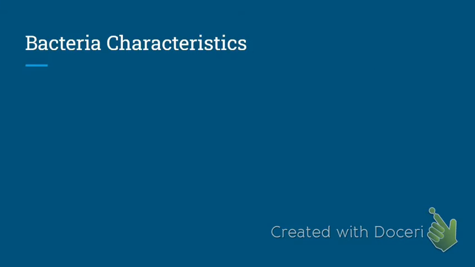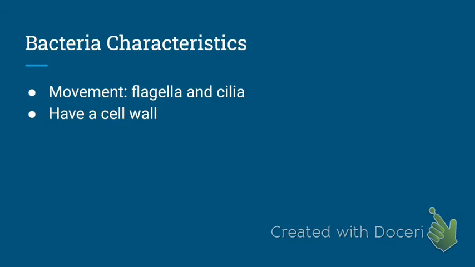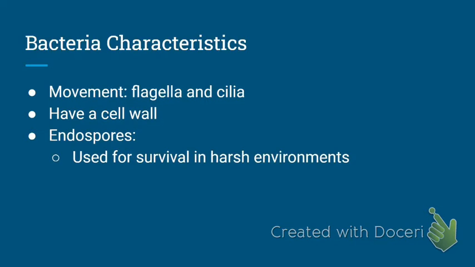All right, bacteria characteristics. First of all, some of them have flagella or cilia, which allow for movement. All right, they have a cell wall. All bacteria have a cell wall. Some produce endospores. Now, endospores are interesting. Endospores are used for survival in harsh environments.